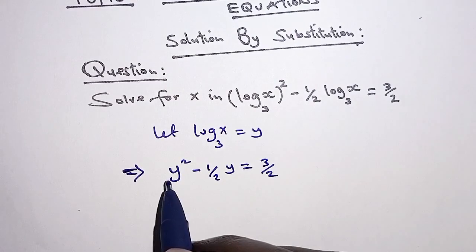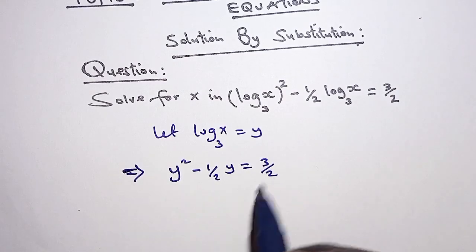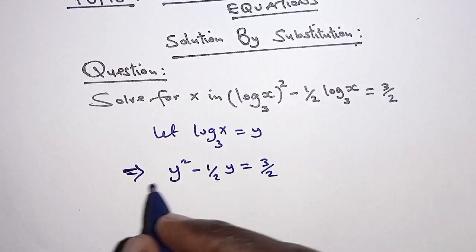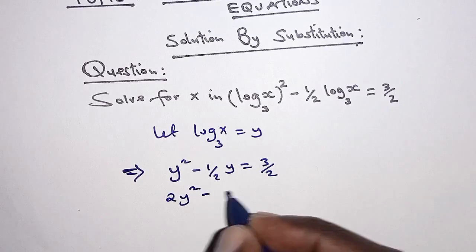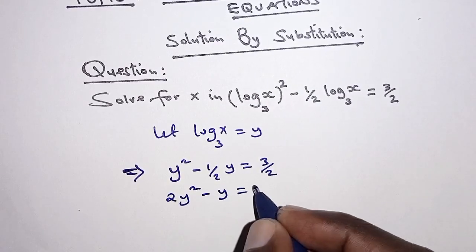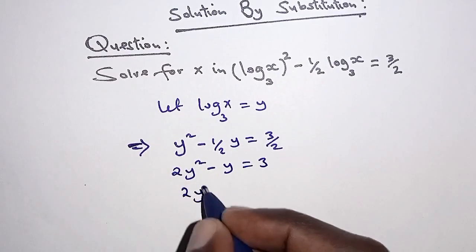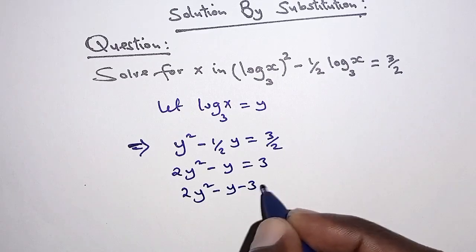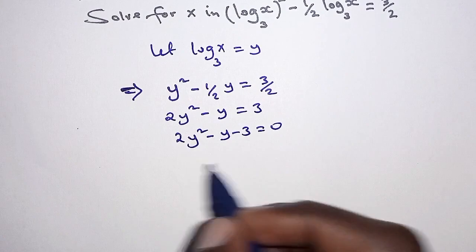Now, for convenience, we are going to do away with the fractions, and that means we'll multiply all through by the LCM, and the LCM here is 2, so we'll have 2y squared minus y is equal to 3. We can bring 3 to the left hand side, and that will give us 2y squared minus y minus 3 is equal to 0. Well, we are going to solve this equation here.